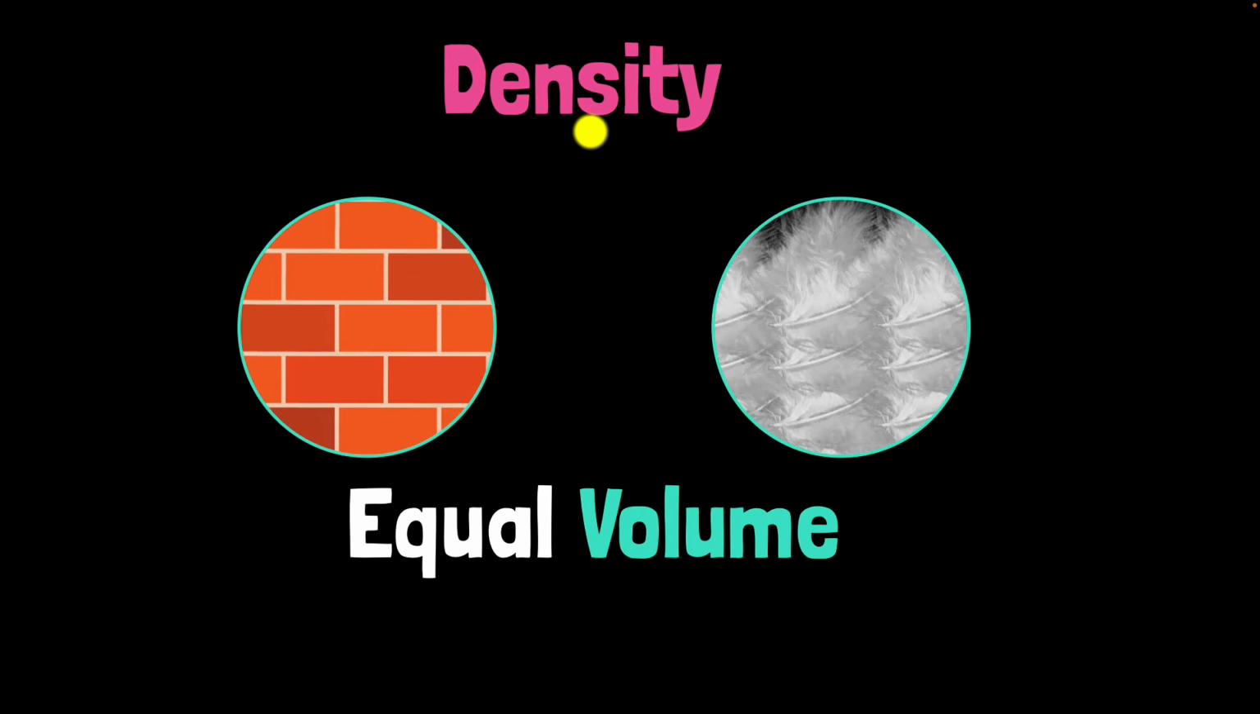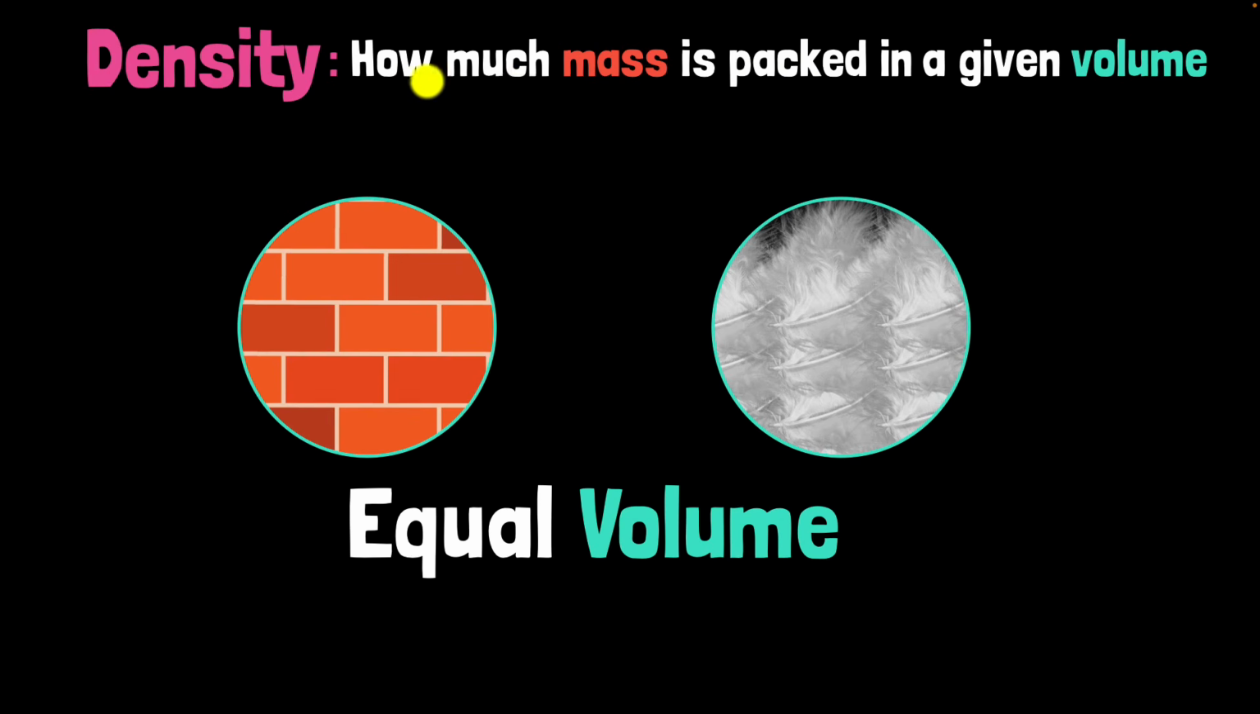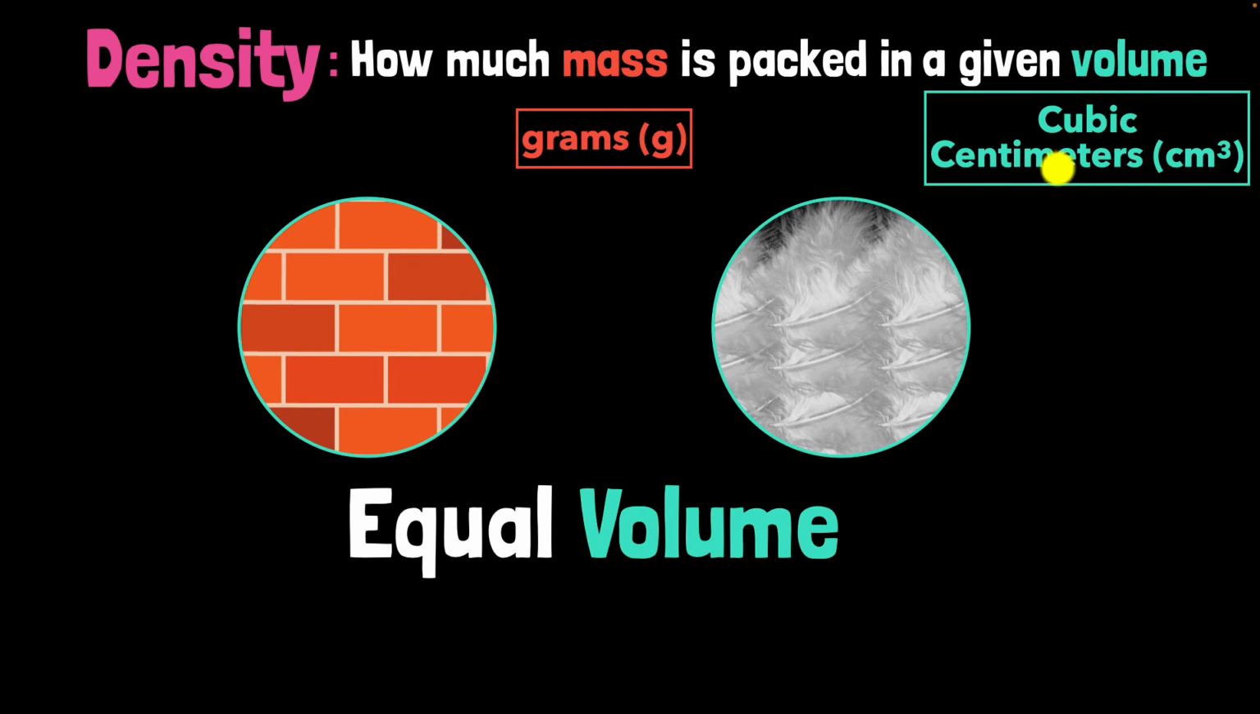What exactly is density, you ask? Well, density is a measure of how much mass is packed in a given volume. Now, this will make more sense if we take some concrete example. To do that, let's first think about the units. In the metric system for mass, we can use the units of kilograms or grams. For volume, we can use cubic centimeters or cubic meters. Let's use cubic centimeters over here.